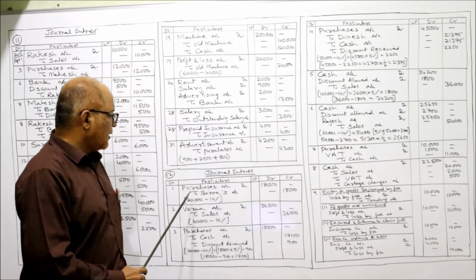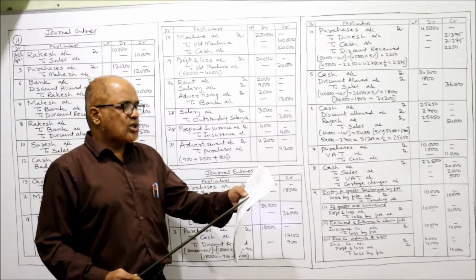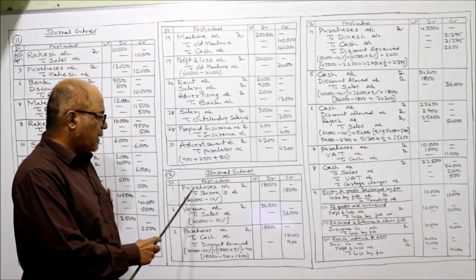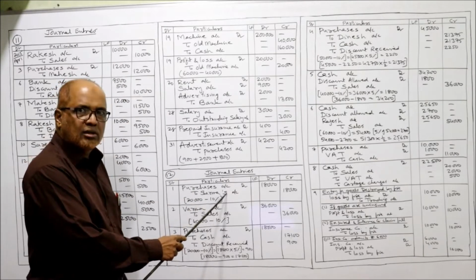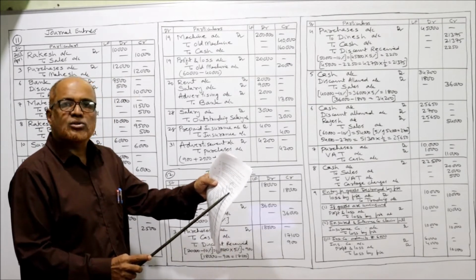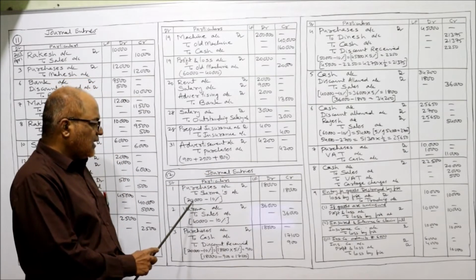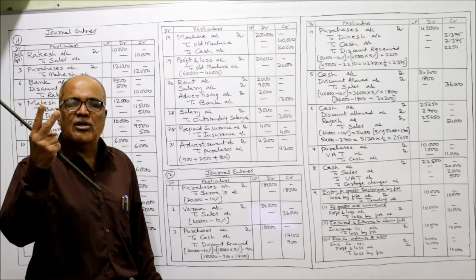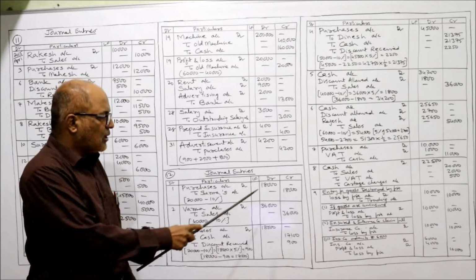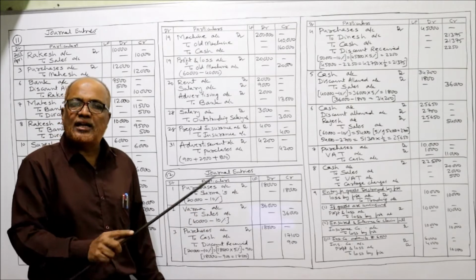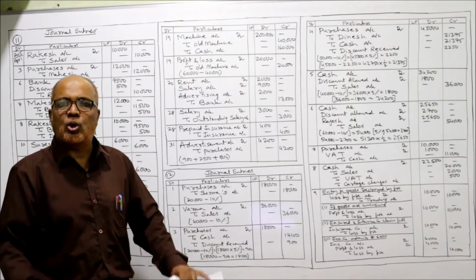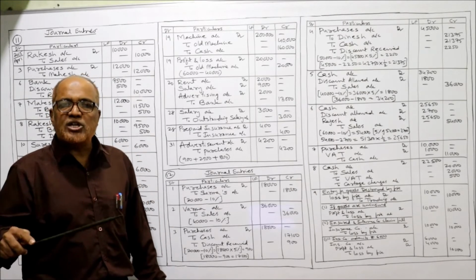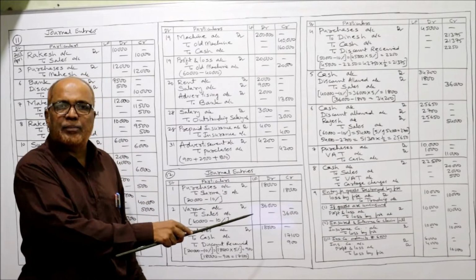So see here, purchased goods from Sharma. The entry will be purchases account debit to Sharma's account. What is the catalog price? 20,000. Trade discount 10%. 10% of 20,000 is 2,000. So 20 minus 2, 18,000. So you should not debit or credit discount. Discount will not be shown. Only in narration you can write: goods purchased 20,000 less trade discount 10%.